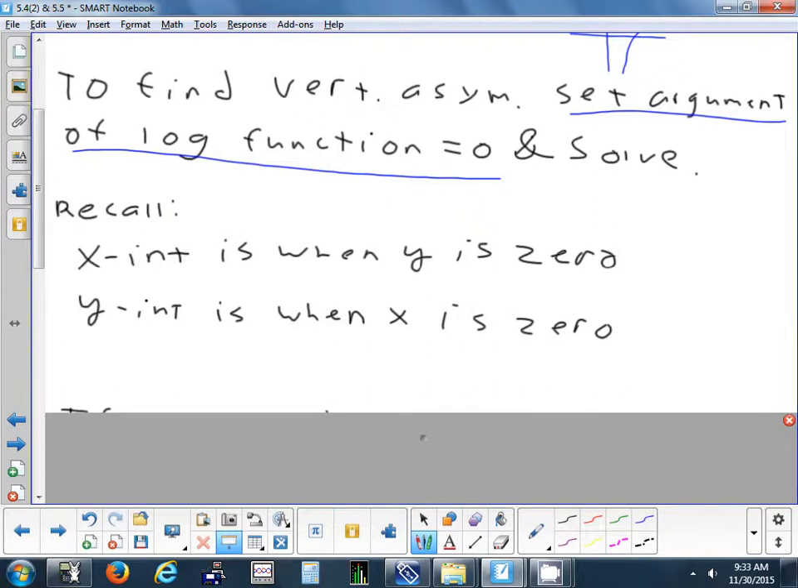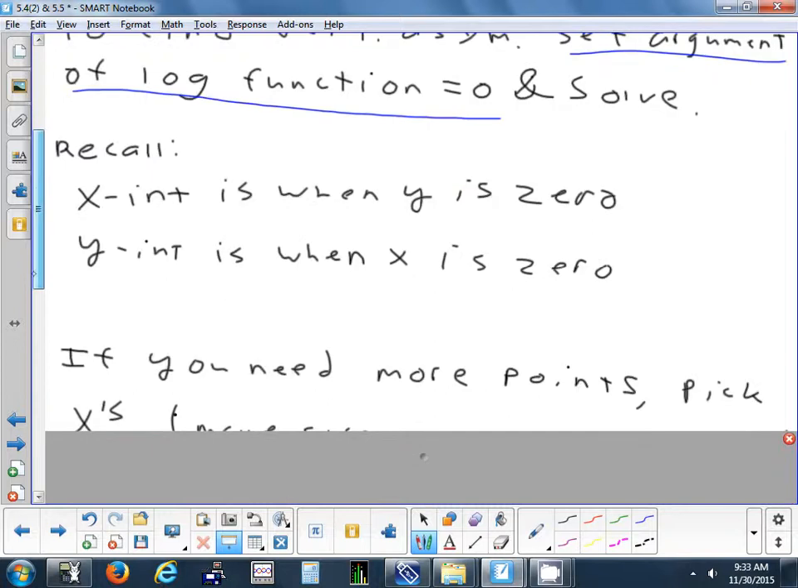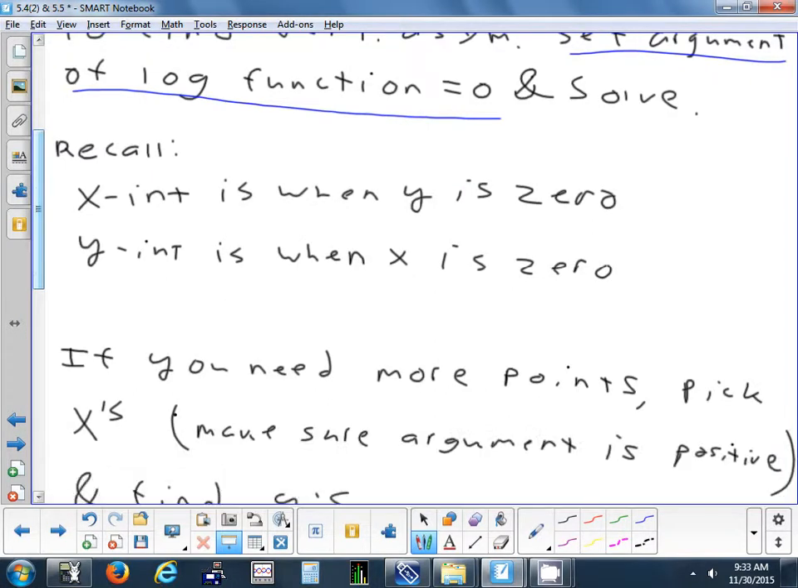That's it. That's all there really is to graphing it. Okay, if you need more points, you can use your calculator, use your table. If you feel like, you know what, I need to figure out what the curve looks like a little bit more, use your calculator.